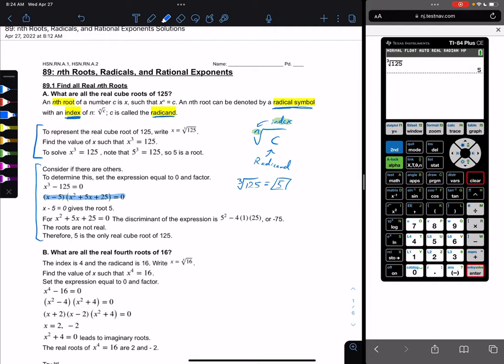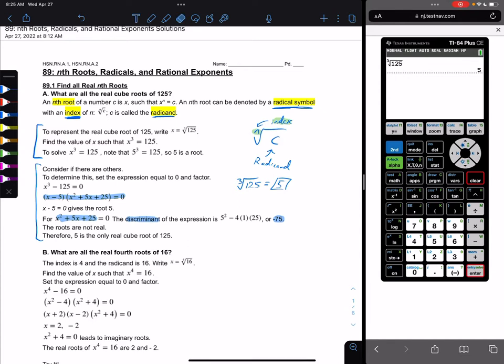This x minus 5 gives you the root of 5, which we already have. If you were to take the other part, this x squared plus 5x plus 25, this is not factorable, so you would need to enter it into the quadratic formula, which gives us a discriminant. The discriminant would be negative. I know I'm rushing through that a little bit, so I apologize for that. But the discriminant is going to be negative, which means that you're going to have 2 complex solutions. And if you remember, that's dealing with the term i.